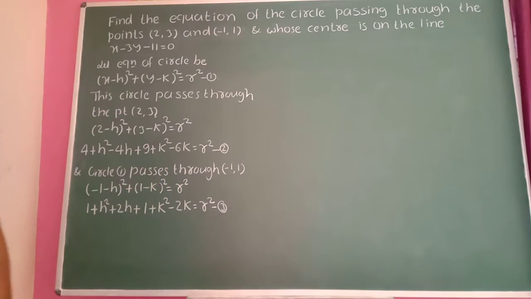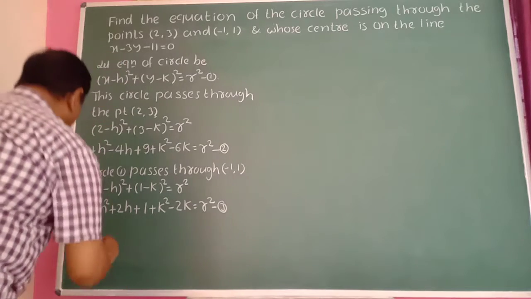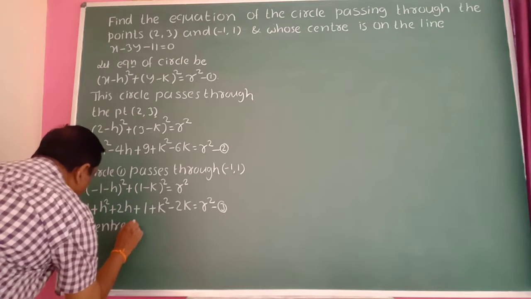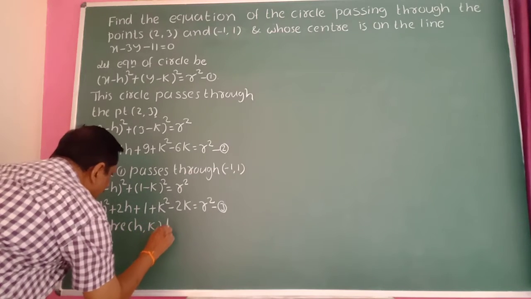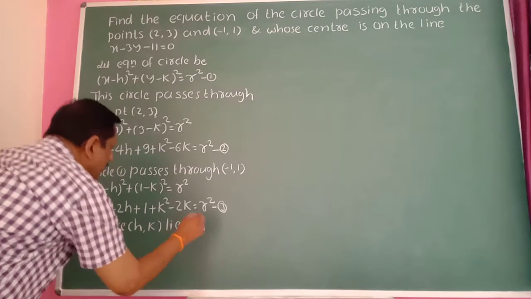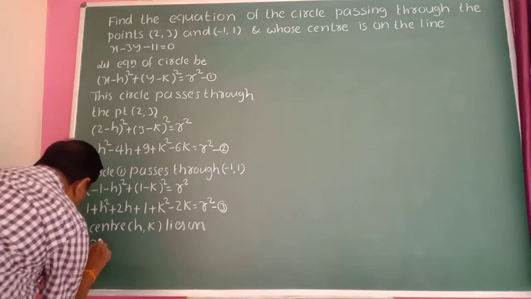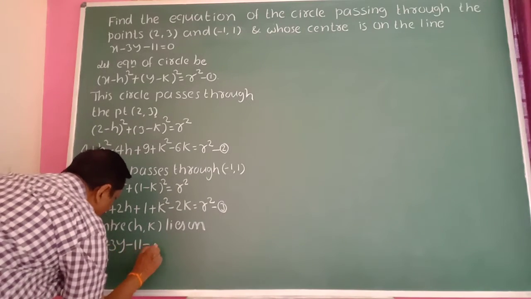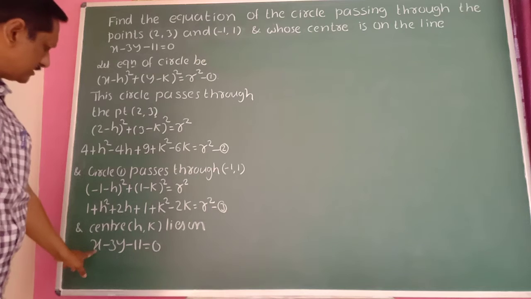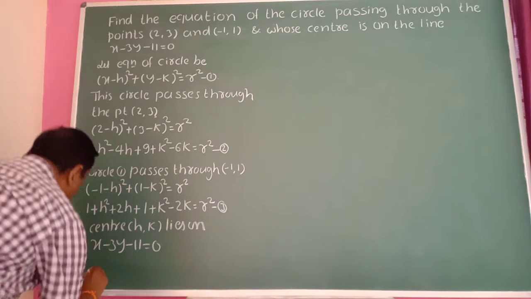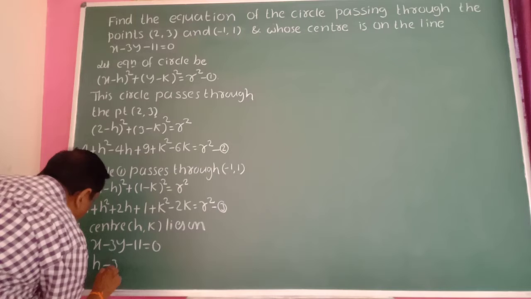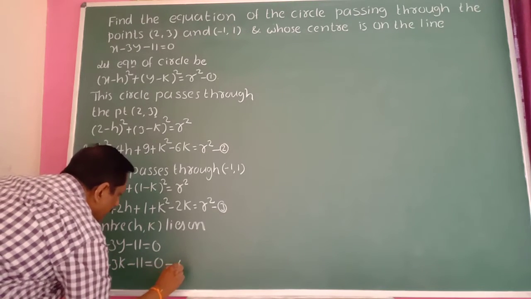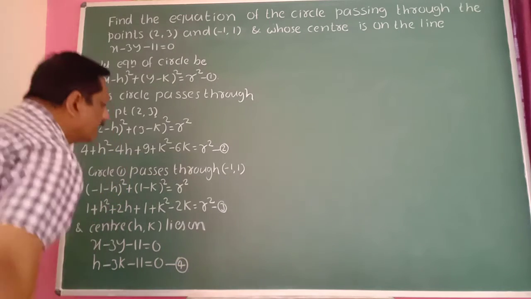Solving, and the center h, k lies on the line x minus 3y minus 11 is equal to 0. So put x is equal to h and y is equal to k. Write h minus 3k minus 11 is equal to 0. Take this as equation number 4.